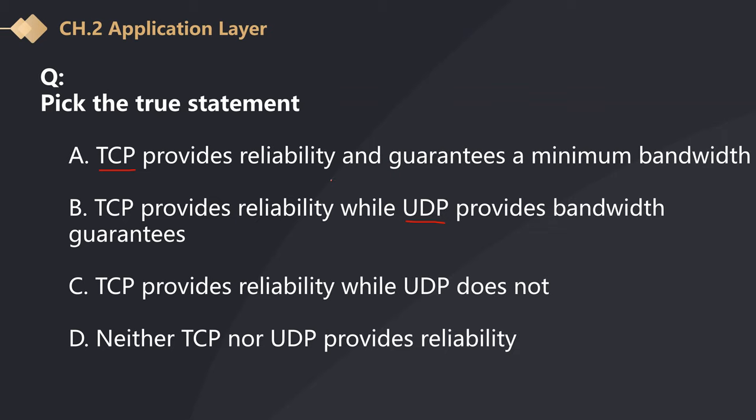If you still remember what TCP and UDP are, the most important thing is that TCP provides reliability and UDP does not, right? So this is the key thing you should know. You may not know the details of TCP and UDP, but you must remember that TCP provides reliability for the transmission of data.